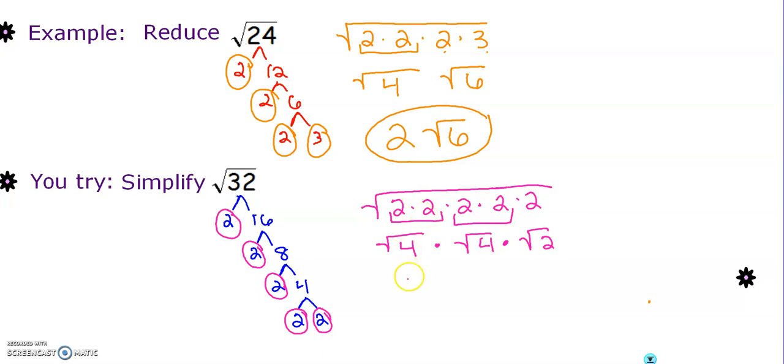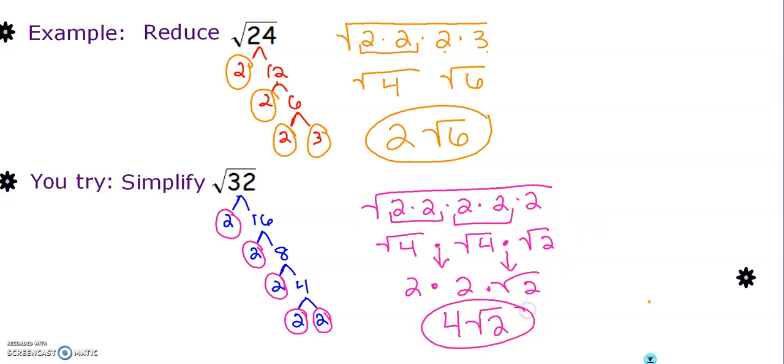I know the square root of 4 is 2. Bring down your multiplication sign. I know the square root of 4 is 2. Bring down your multiplication sign. Square root of 2, because I can't take the square root there. But 2 times 2 is 4, radical 2, and we have a simplified value.